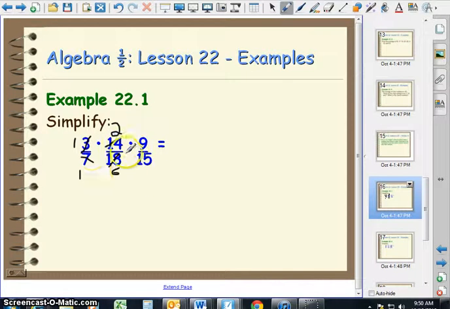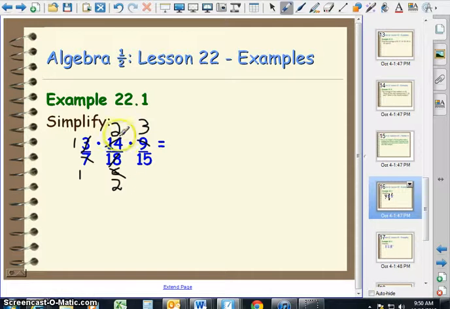Now we will look for more cross reductions. We don't have to worry about these ones because they are gone. Can we reduce 2 and 15? Unfortunately, we cannot. What about 3 and 6? Well, yes, because they are both multiples of 3. So 6 divided by 3 is 2. 9 divided by 3 is 3.